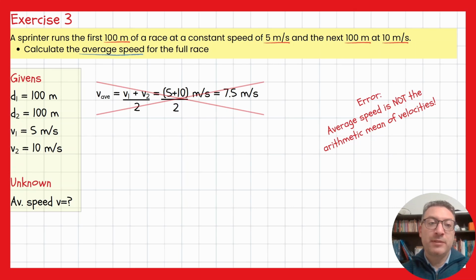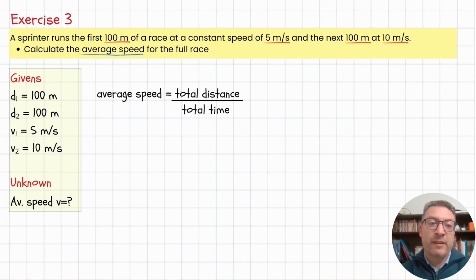If we want to find the average speed correctly, we have to stick to its definition. And the definition of average speed is total distance divided by total time. In formula, v equals d over t. We can find the total distance very easily. We already know that it's 200 meters.